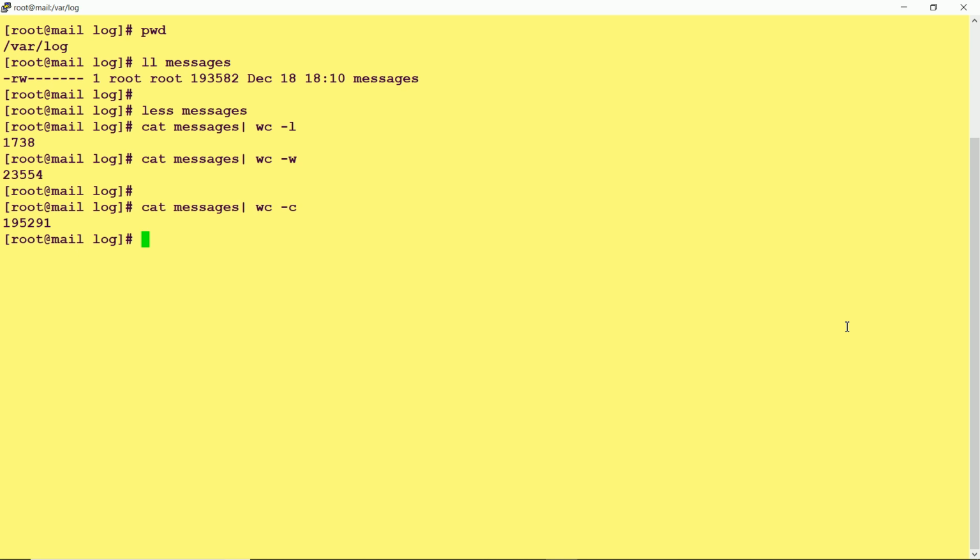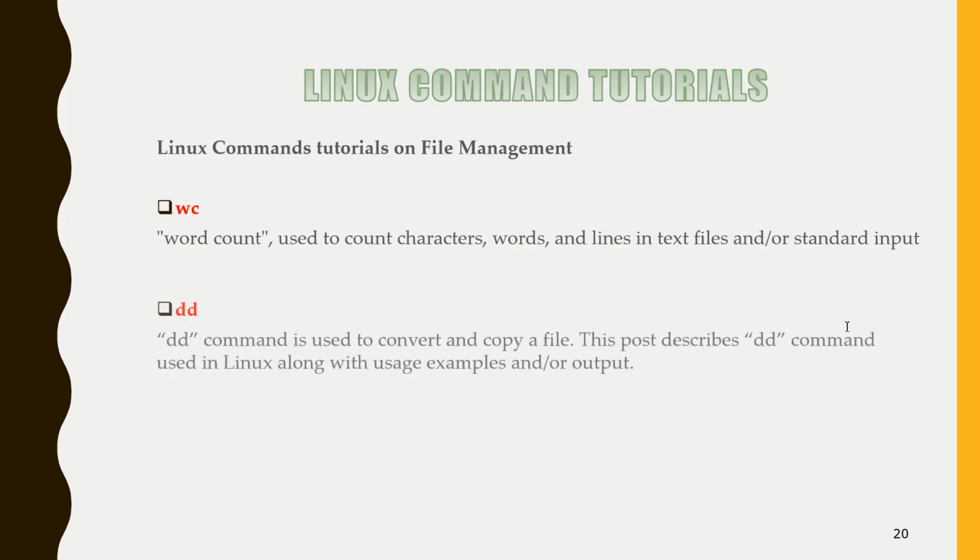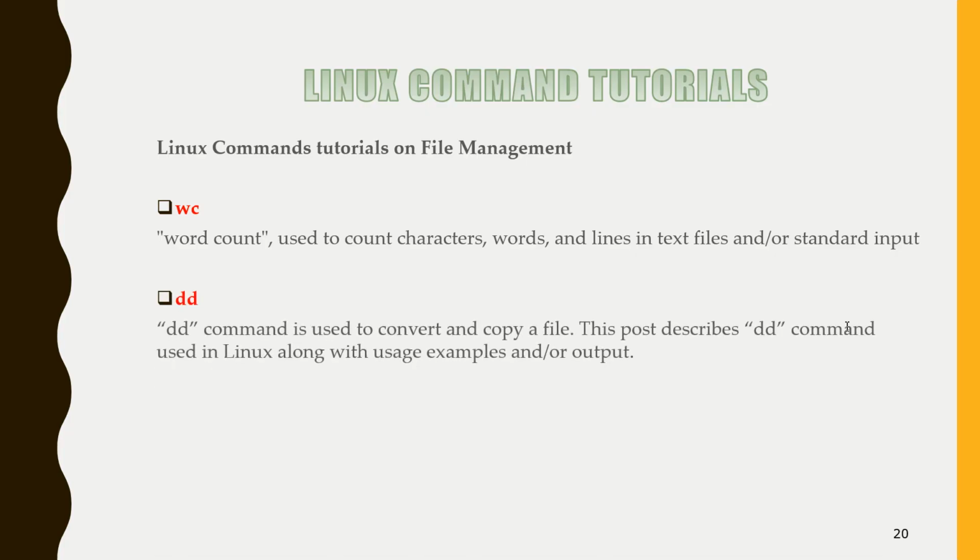Okay, let's see the next command. The next important command is your DD command. The DD command is used to convert and copy a file. This is a very important command. Many times when we check a disk, if you want to check whether the disk is performing well or not, we can use this command DD. And if you want to copy some file from one location to another location, you can use this command as well. So how can we use this?